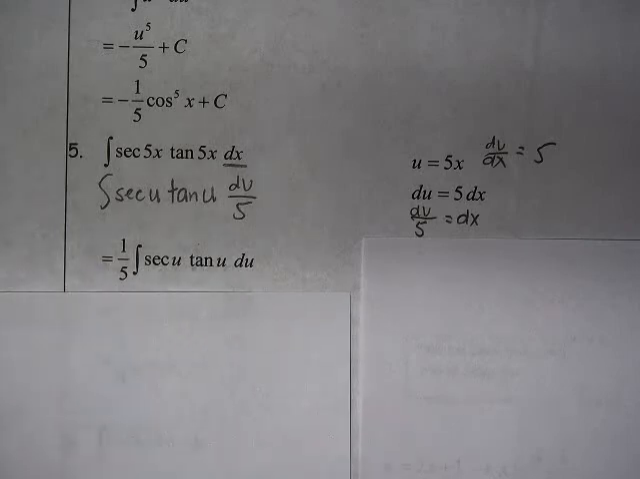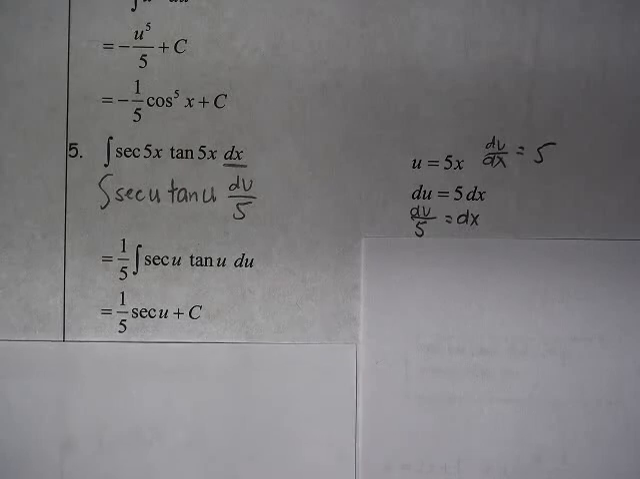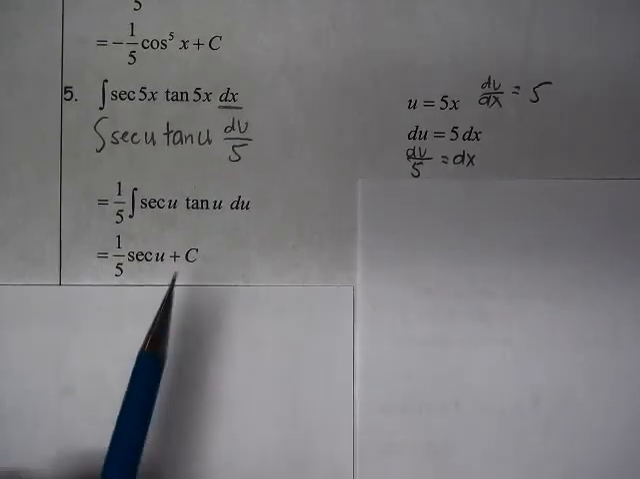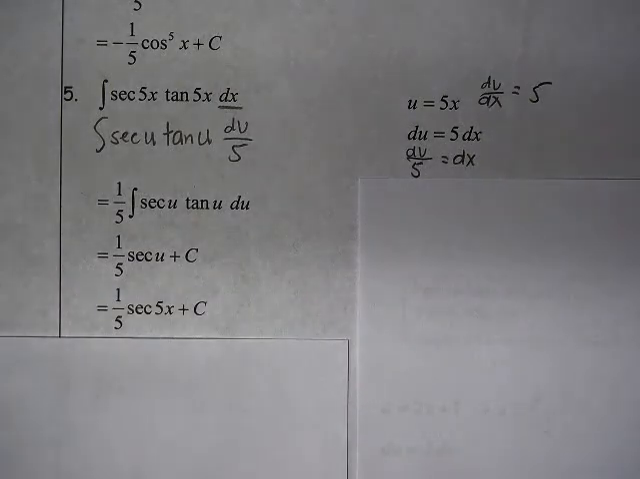That's the end result of the derivative rule we talked about earlier. So the antiderivative of that is just 1/5 secant of u plus c. And then again, I have the u here. U is 5x, so to finish off the problem, I make it 1/5 secant of 5x plus c.